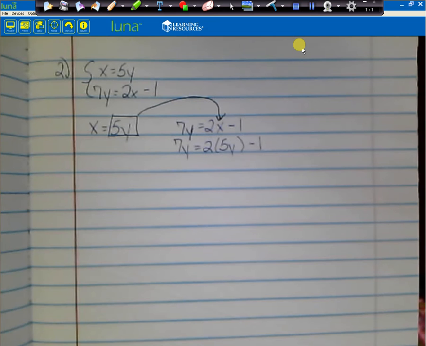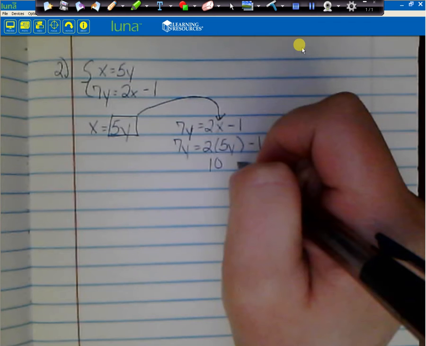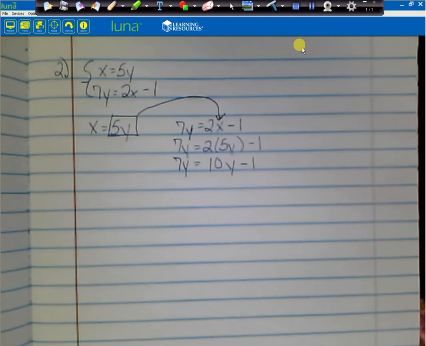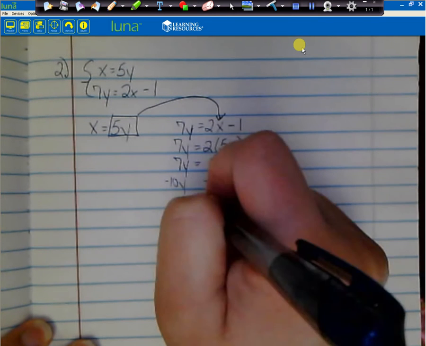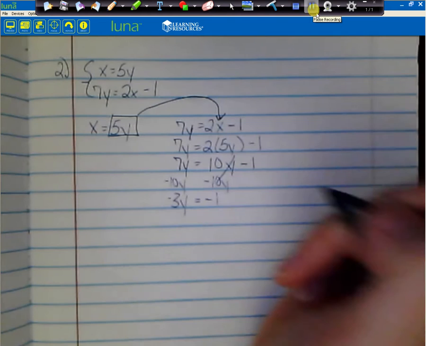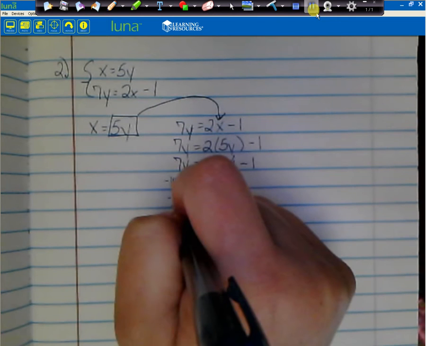And now we're just going to solve for y. We're just going to figure out what y is equal to. So we're going to say 2 times 5y is 10y. I have y's on both sides, so I'm going to subtract the 10y from the 7y. I'm going to say 7 minus 10 is negative 3y. And then I need to get the y by itself, so I'm going to divide both sides by negative 3.